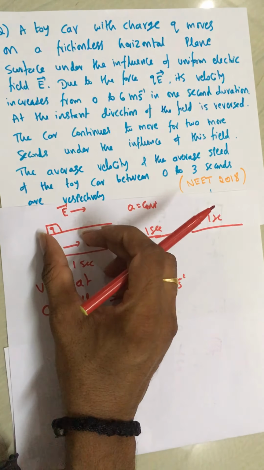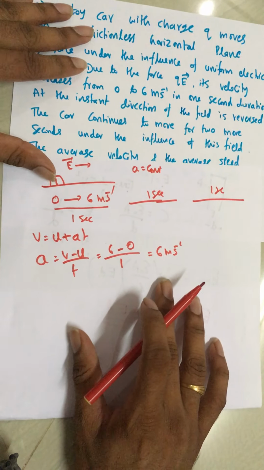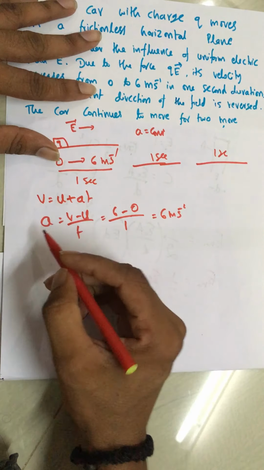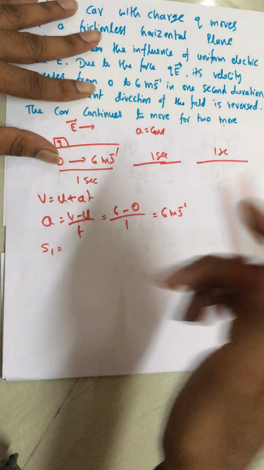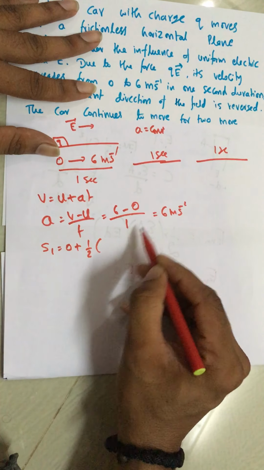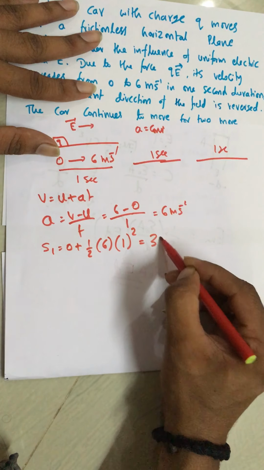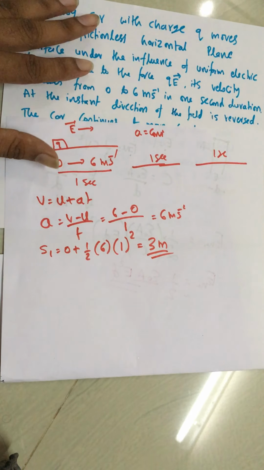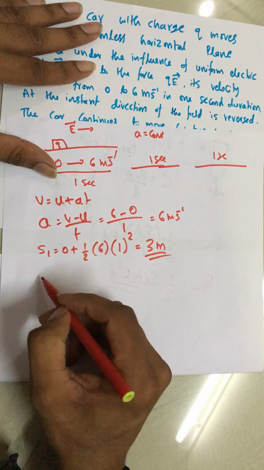So for the first 1 second, how much is the distance traveled? I will use s = ut + half at square. Let me say S1 for the first 1 second. u, the initial velocity, is 0, plus half, a is 6, time is 1 second. So this is just 3 meter. Now for the next 1 second, what is the distance traveled?